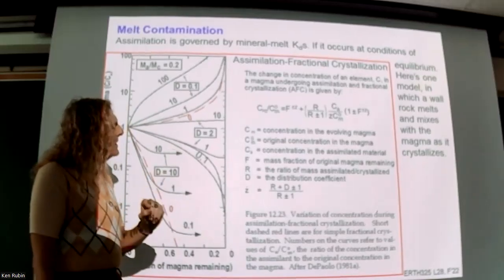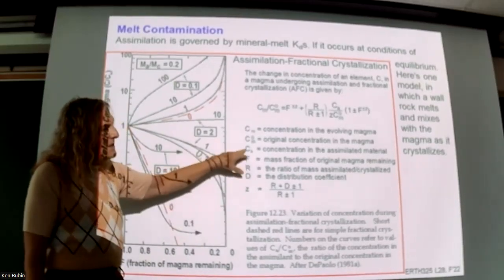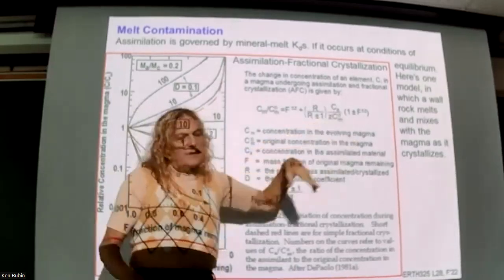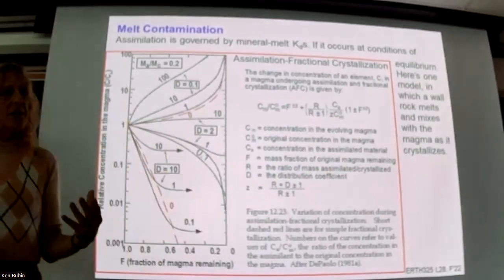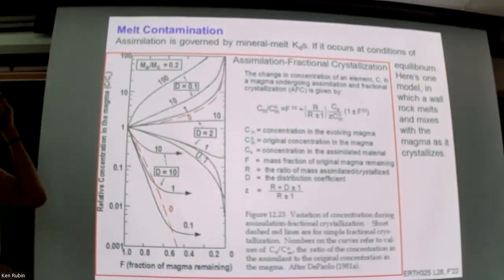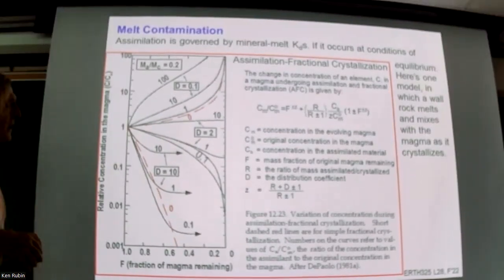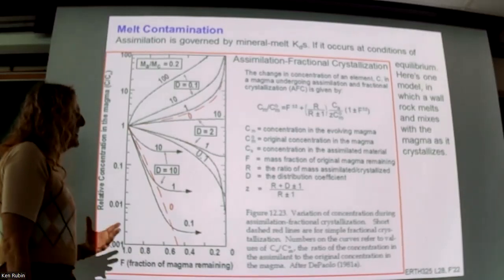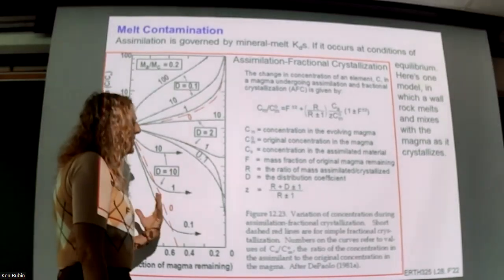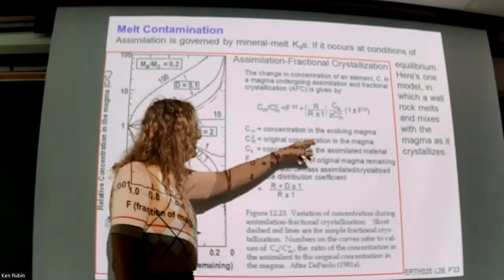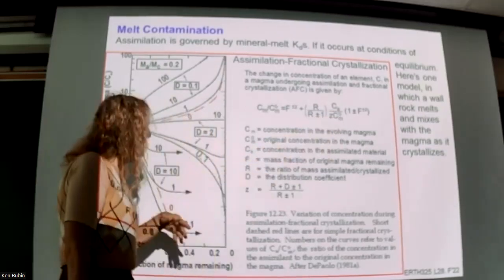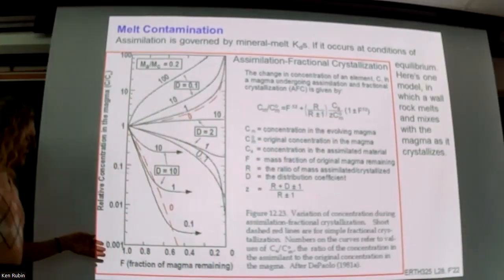But another component that's in this equation that's really important is this thing called Ca, which is the concentration of the chemical in the assimilated material, right? Which is oftentimes very different than the material of the magma. And especially for some incompatible elements, they can be highly concentrated in country rock. So that when we assimilate a relatively small fraction, we can make a big signature. So this is a diagram of how this evolves.